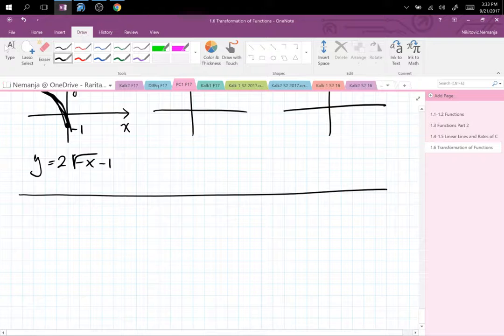Another example for you guys to enjoy. Say g of x is equal to negative x plus 3 cubed plus 2. Right back.